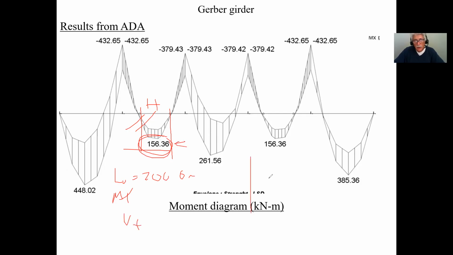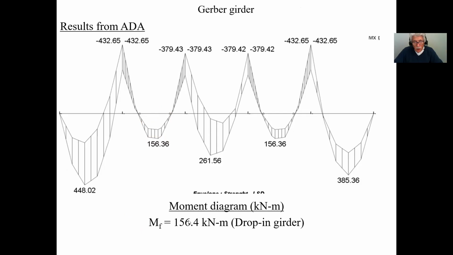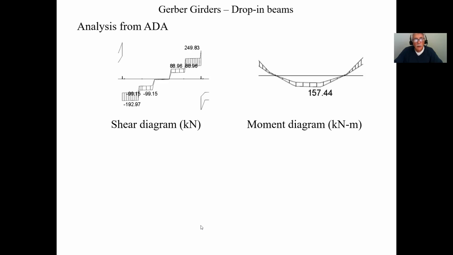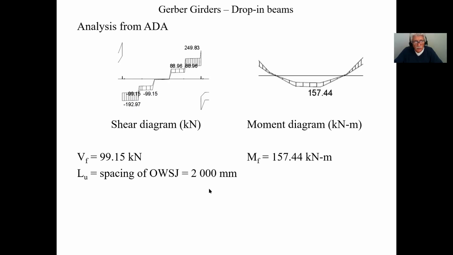So I go into the tables and I pick a beam. Then after that, I will put it in ADA, and afterwards, I will check my deflection. So that's what you're going to have to do on your own. So for the drop-in, the MF is 156.4, okay? That's your MF value. So I have a VF. I isolated just the drop-in beam so you guys can see a little bit better. There's my VF value, there's my MF value, and the spacing is the open web steel joist. So my LU is 2000.